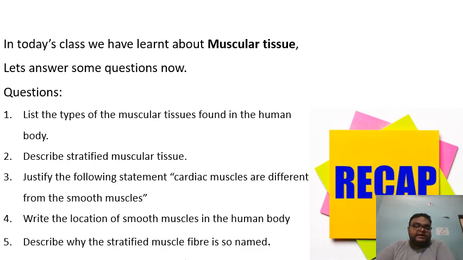Describe why the stratified muscles are so named. You need to answer why they are named stratified muscles. The answer is that in the stratified muscles there is an alternate light and dark band. Due to this alternation of light and dark bands, we say it is stratified muscle. Is it clear, students?